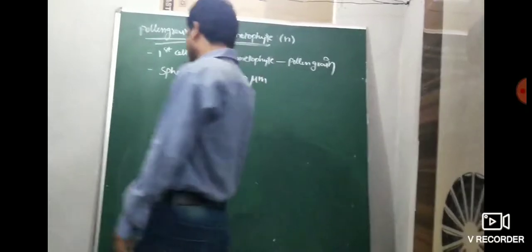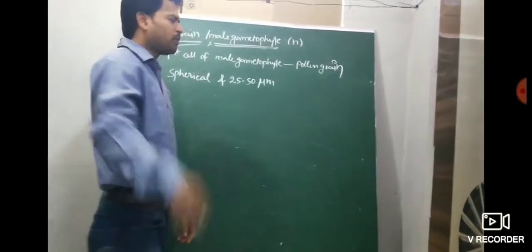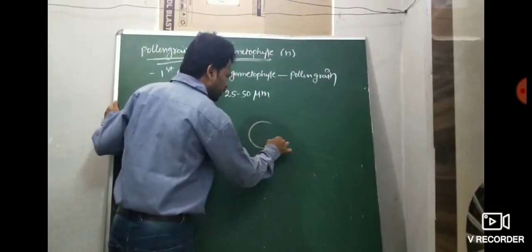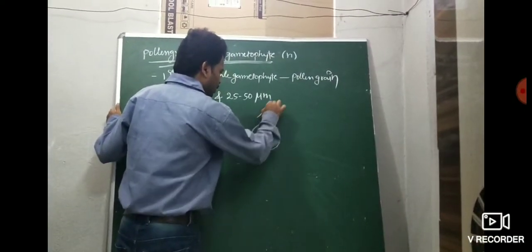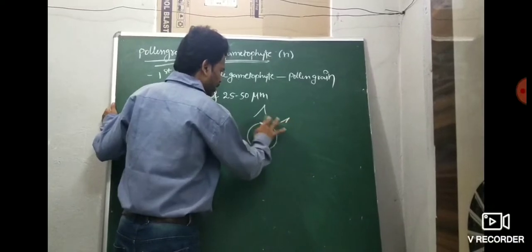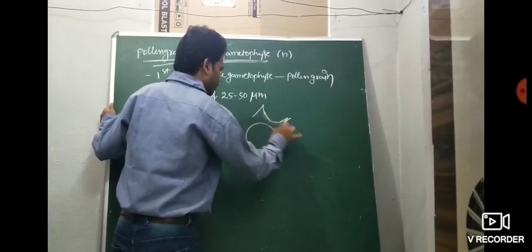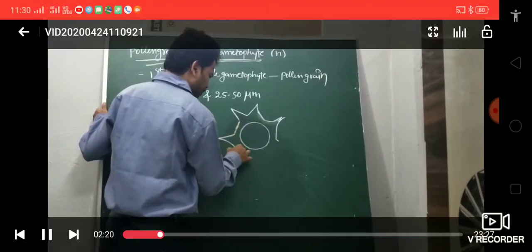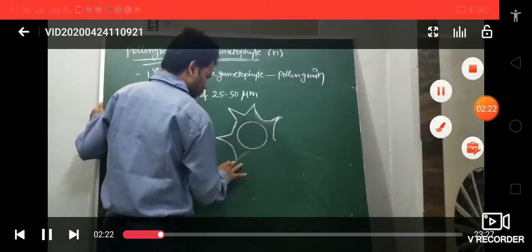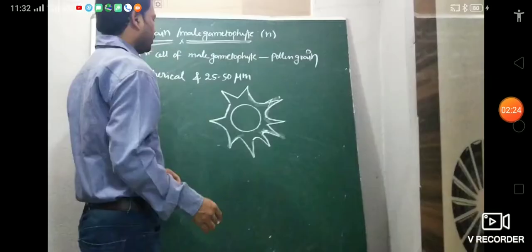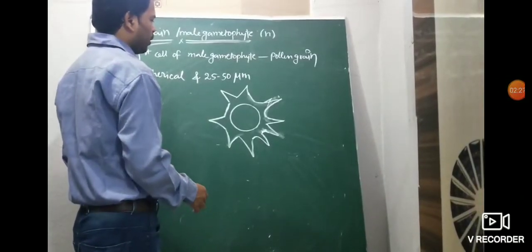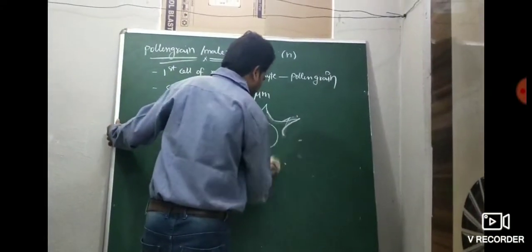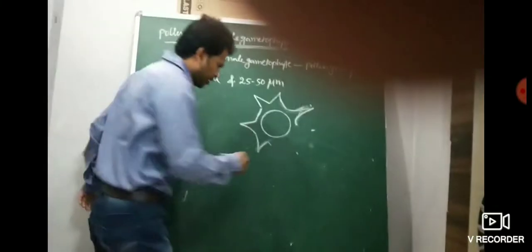Then the important word, pollen grain. The structure of the pollen grain is just a rough diagram for understanding the pollen grain. This is nothing but the pollen grain. See, this is the structure of the pollen grain, a rough diagram just for understanding.